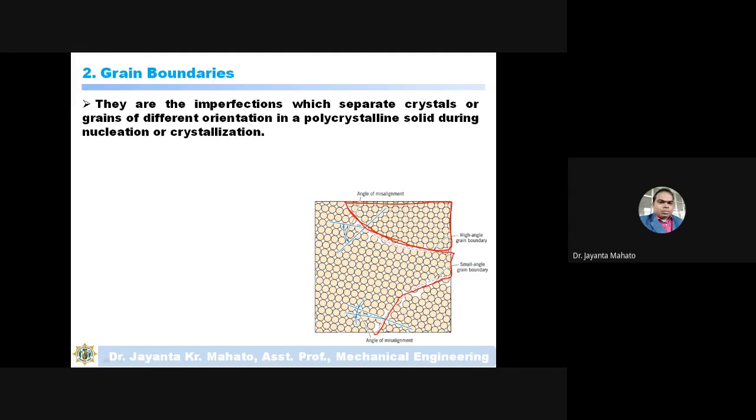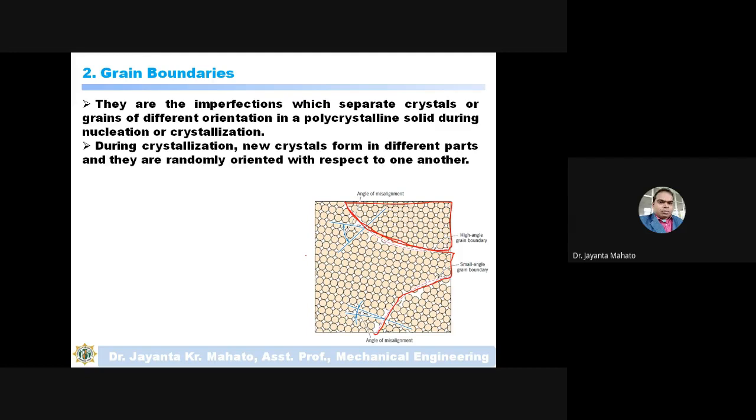Okay. So in this way, as the different misorientation of the atoms is arranged from grain to grain, means misorientation of grains is formed due to crystallization, then the grain boundary defect actually forms.